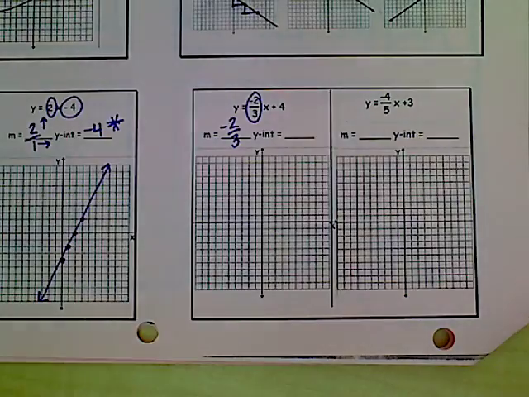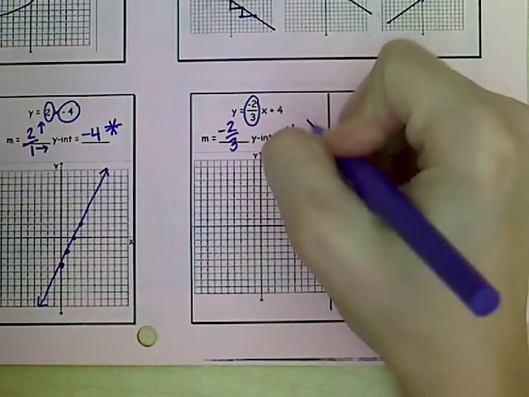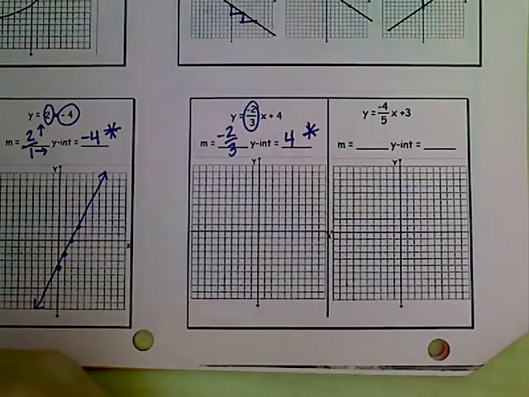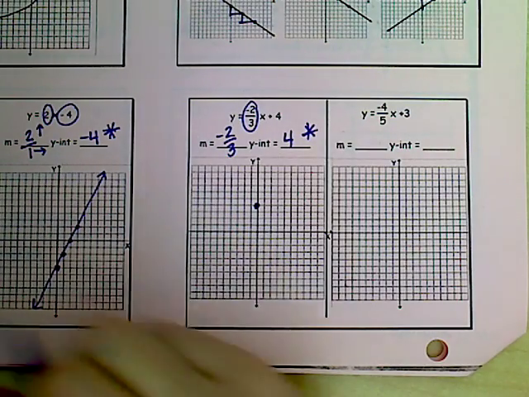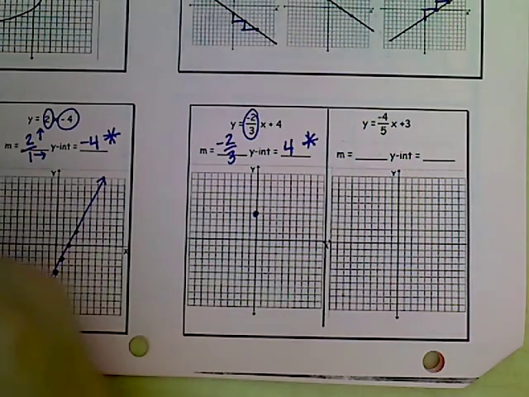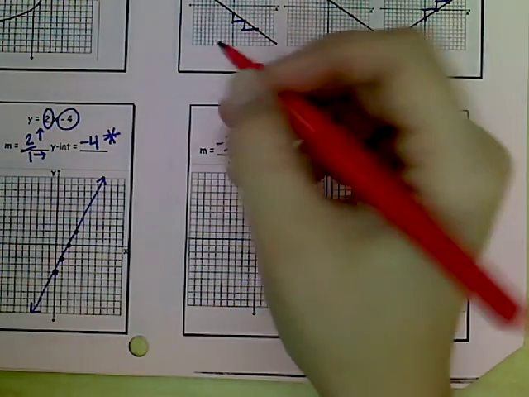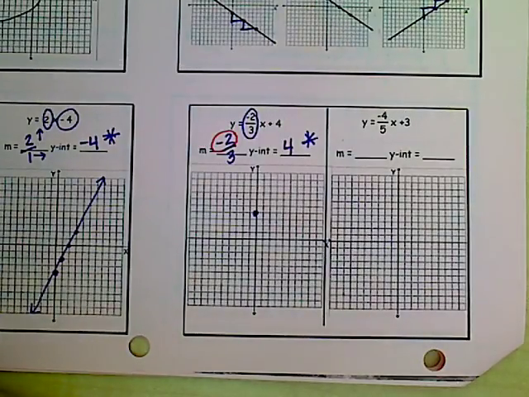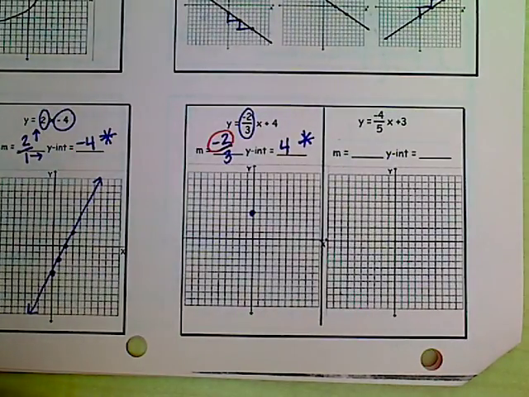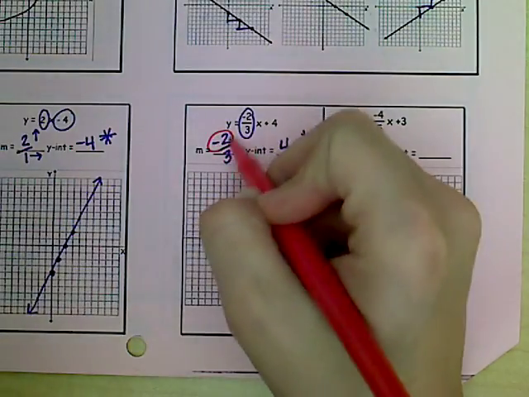My y-intercept is positive 4. Again, I always start with that y-intercept. So I'm going to find positive 4 on my y-axis and look at my slope. Notice now I have a negative slope. You always want to attach that negative to your numerator because that's going to tell you to go down. You never want to go left when graphing, so we always assign the negative to the numerator.